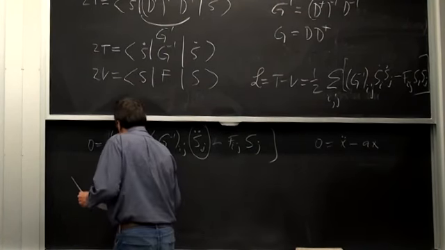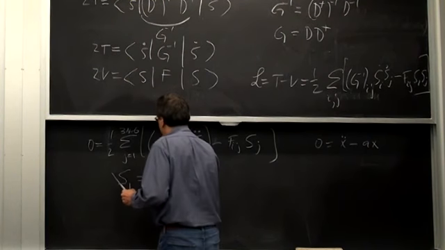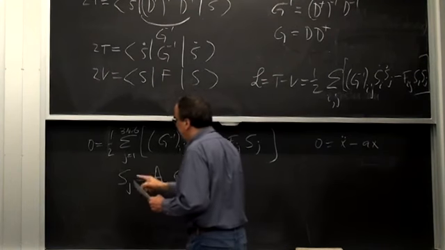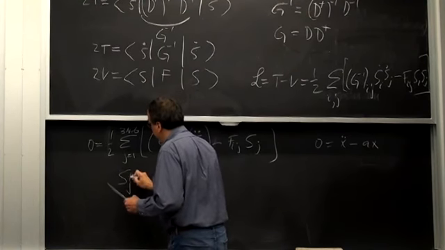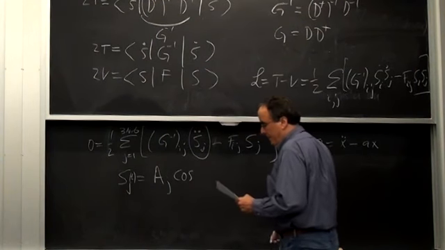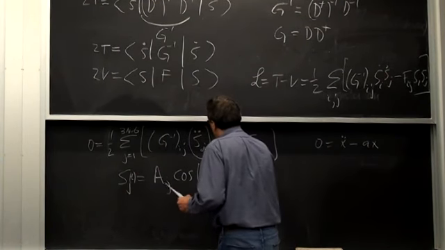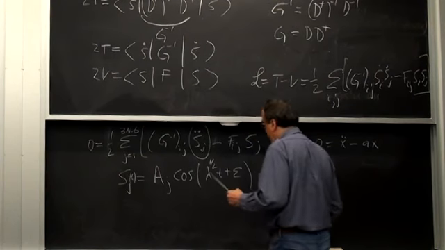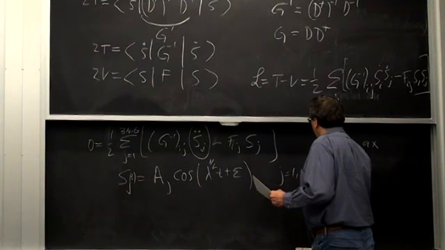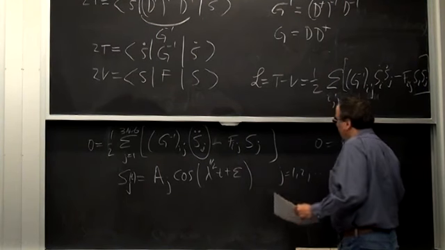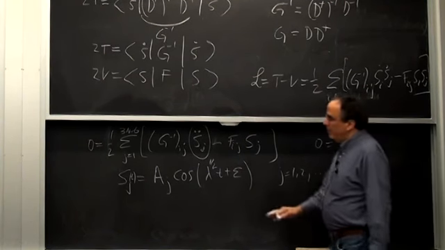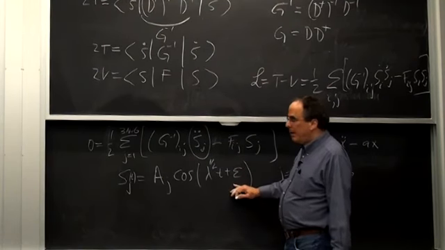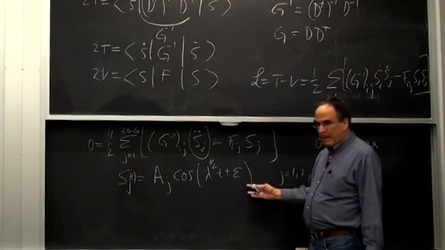And further, we say that we can write them as S of t, cosine lambda to the 1/2 t plus epsilon for j equals 1, 2, 3n minus 6. So we have all of the internal coordinates expressed as harmonic oscillators.